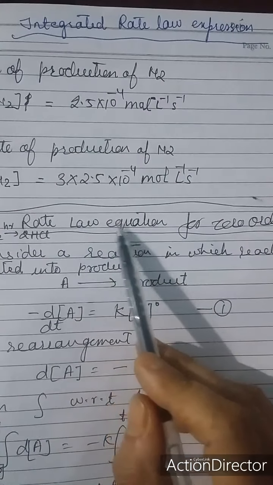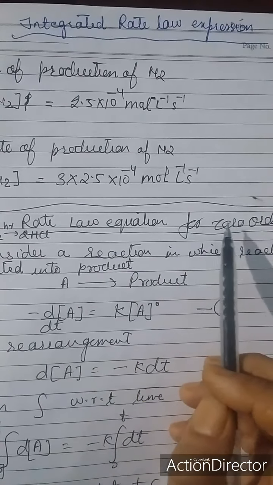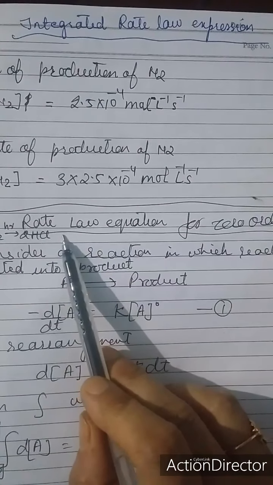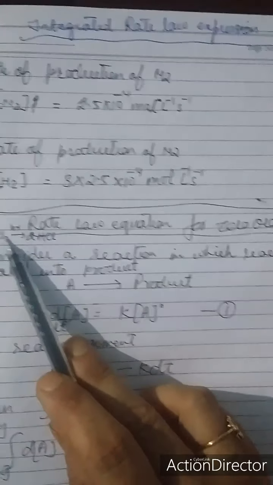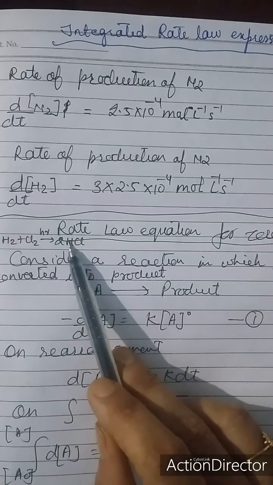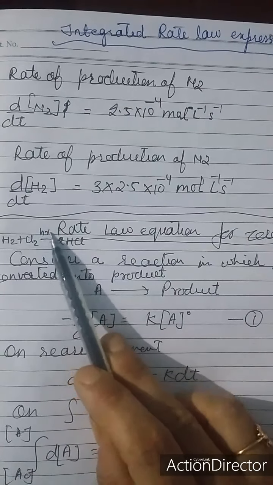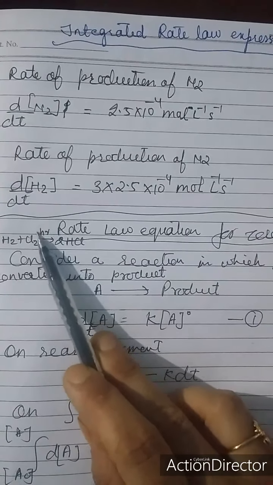Today we will discuss how to find out the rate law equation for various orders of reaction. First is the rate law equation for zero order reaction. I will give you an example: when H2 reacts with Cl2, giving you 2HCl. This reaction takes place in presence of light. So this is the rate determining factor.